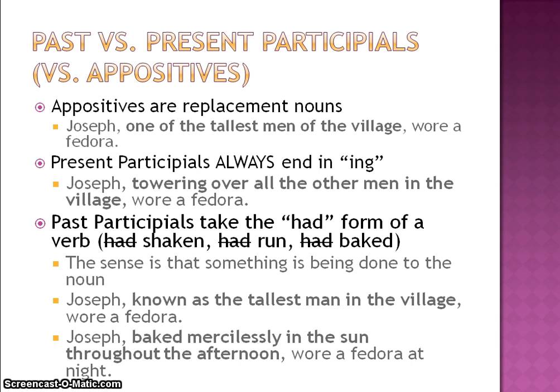So instead of Joseph is towering over all the other men, we've got Joseph, known as the tallest man in the village, wore a fedora. Who knows him? Somebody else knows him as the tallest man in the village. He is known by the village. Or Joseph, baked mercilessly in the sun throughout the afternoon, wore a fedora at night. Now, please remember, I'm not saying that Joseph was baking a cake in the sun. I am saying that the sun was baking him. He's the recipient of the sun's baking, and that's why it's the past participial.